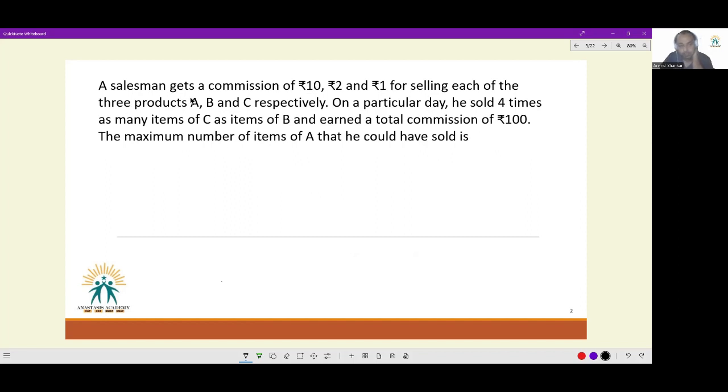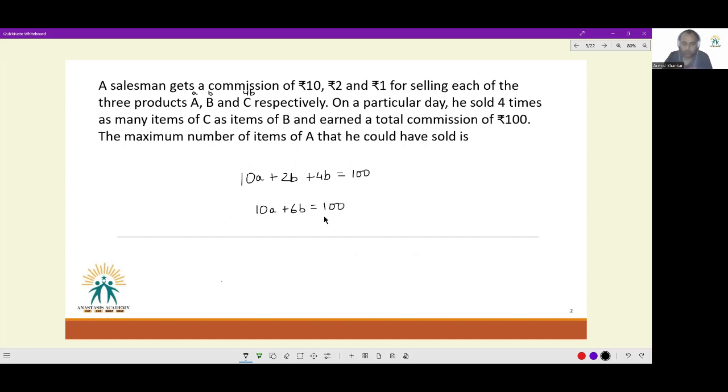Okay. Let's say for product A, he sold a items, b for B, and 4b for C, because we know he sold 4 times as many items of C as items of B. So this is b, this is 4b. Now the commission he would have earned is 10a plus 2b plus 4b, and this all has to be equal to 100. Together I get 10a plus 6b is equal to 100.